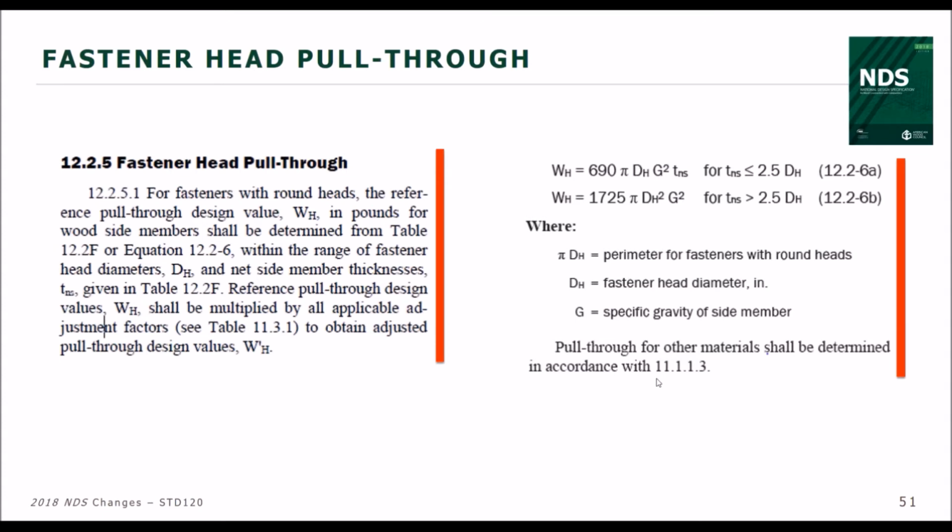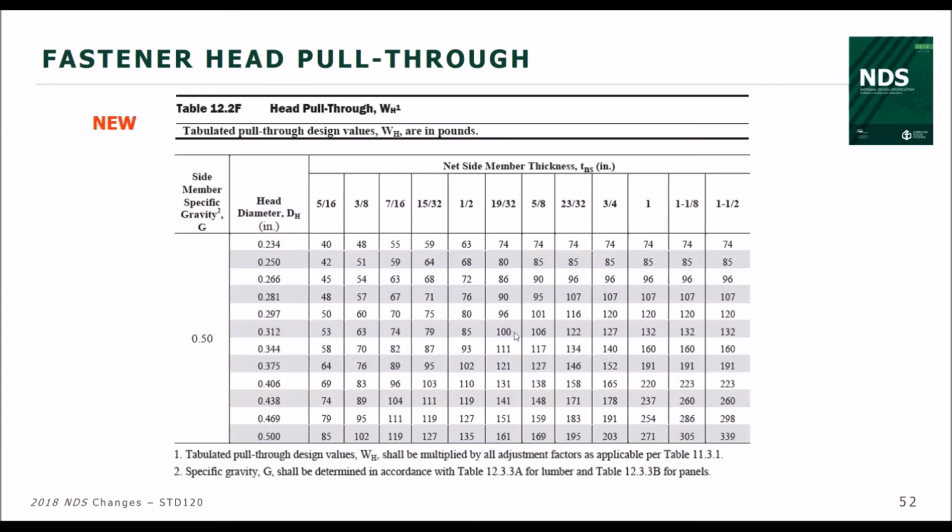And I'll point out this very last sentence over here in the bottom of the second column. Pull-through for other materials shall be determined in accordance with 11.1.1.3. That takes us back to what we talked about earlier with the power-driven fasteners. If you can determine the area of the head based on the configuration, then you can determine those head pull-through values for those other fasteners as well. But this obviously with pi d assumes a circular head on the fastener.